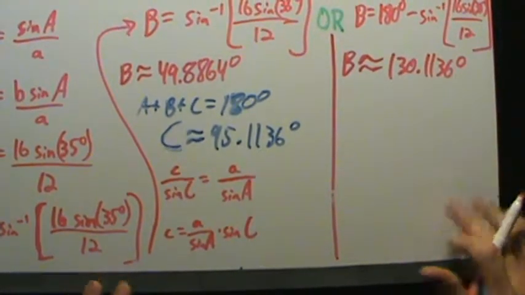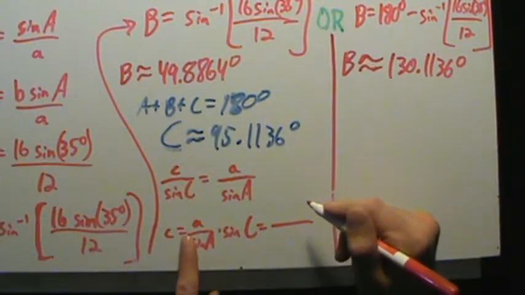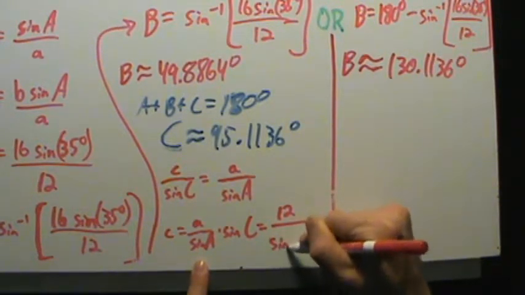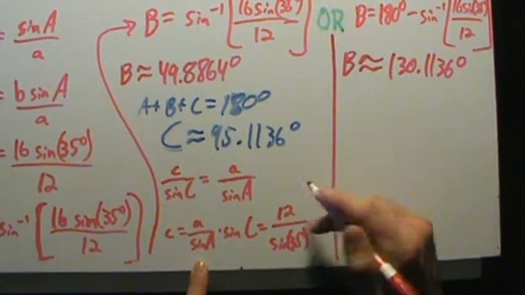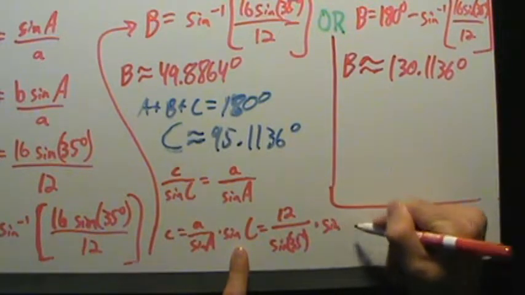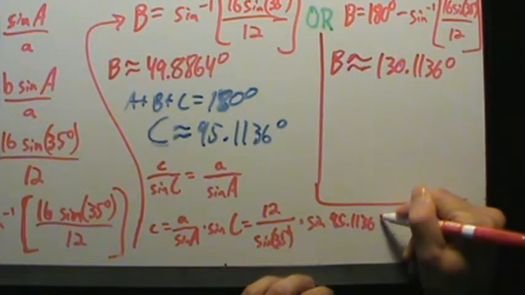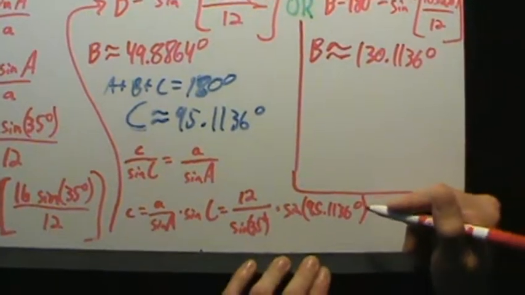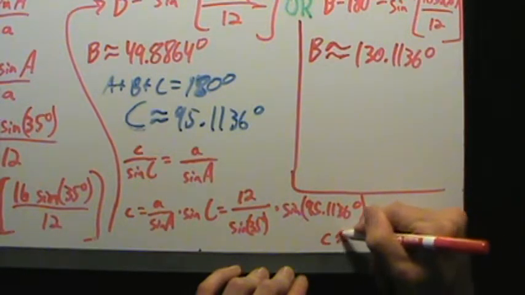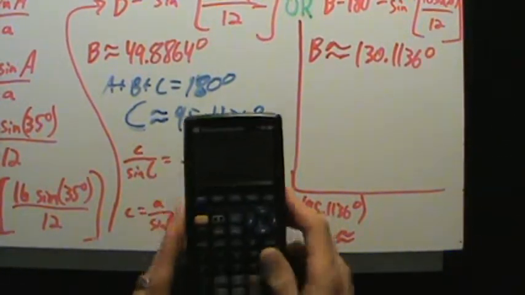Okay, and we know what little a is. Little a is 12. Big A is 35 degrees, so this is sine of 35 degrees. Then we're going to multiply that by sine of big C, which is sine of 95.1136 degrees. When we do that, we're going to get little c approximately, and since we're done with this case, we don't have to round to 4 anymore. We can just round to 2, because that's our final answer.